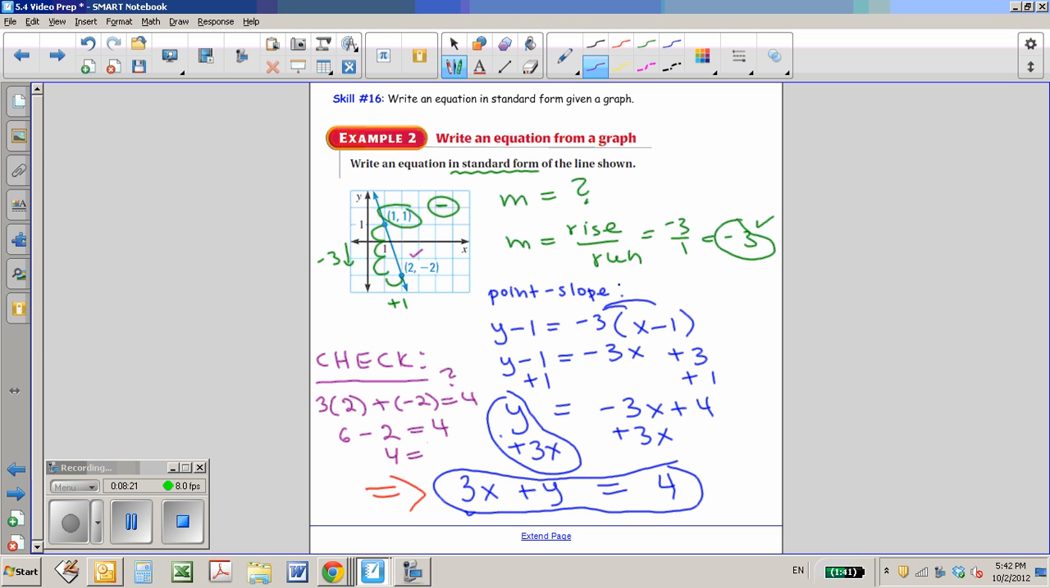And it looks great. I get 4 equals 4. So I know 100% that I got the right answer. And you can feel confident that you will get 100% on that question on the quiz. So get in the habit of checking your answers if you can.